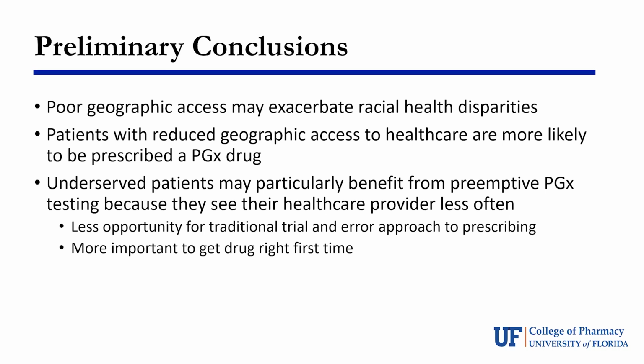So if they're not seeing their healthcare provider as much, they're not going to have the same opportunity to do the traditional trial and error approach to prescribing. Think about when you've ever gone to see your primary care physician, they'll prescribe you a drug and then you go home and take it. And if it works, great. If not, you call them back up, you have another appointment, and you say, hey, this drug didn't work. And they'll prescribe you something different, and you try that. Or you say, hey, this gave me side effects. Okay, well, let's switch you to something else. And you just kind of trial and error it. And so if we can use pharmacogenetics to hopefully get the drug right the first time, these patients are going to benefit the most, because they're not coming back as often to trial and error whatever drug they were prescribed.